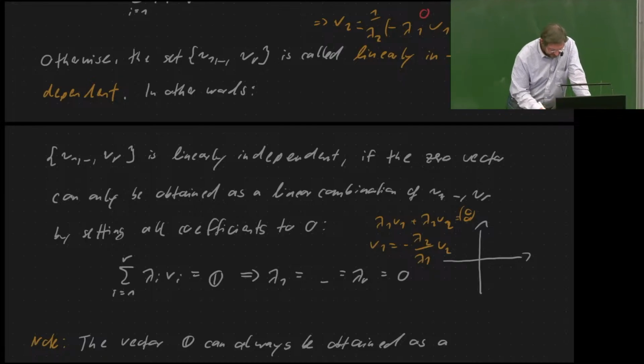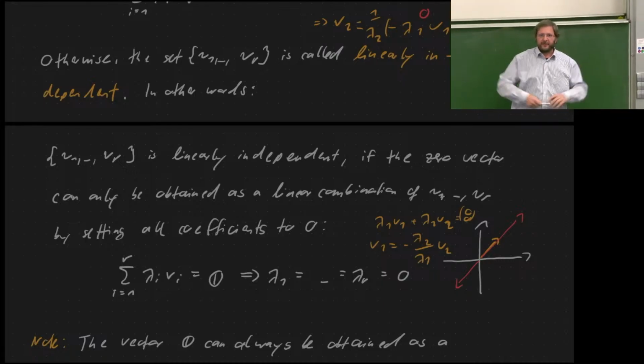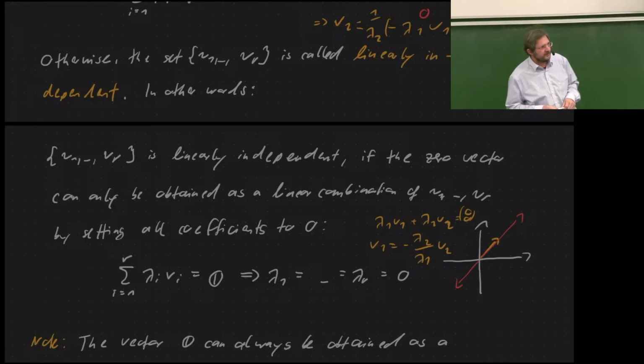Right? So in this case here, it's really easy. You have one vector, and any linearly dependent vector is a scalar multiple of that vector. So this one, or any other vector on that line would be linearly dependent.